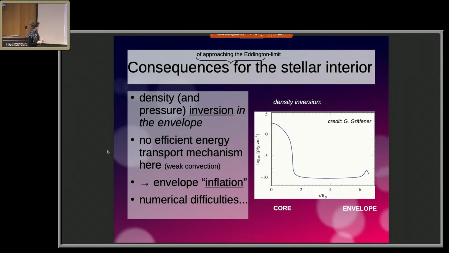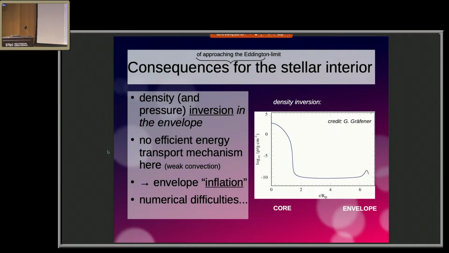Okay. So the consequences of approaching the Eddington limit for the stellar interior are basically presented here. So what happens if... okay, how should I explain this?